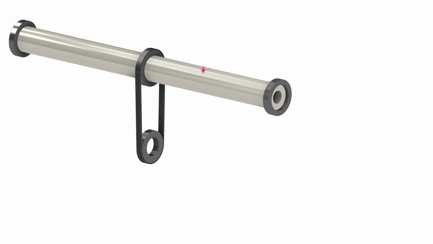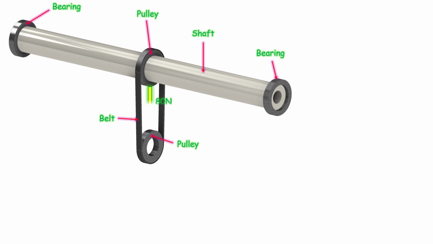Let's take one example. Consider a hollow shaft supported at both ends by bearings. There is a belt drive at the center which is driven by a motor. Load at the belt drive is around 80 newtons. Shaft external diameter is 40 millimeters and internal diameter is 20 millimeters. Length of the shaft is 4 meters. Calculate the stresses occurring in the shaft.